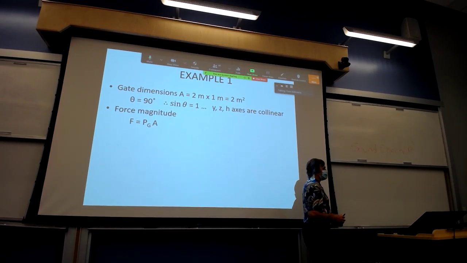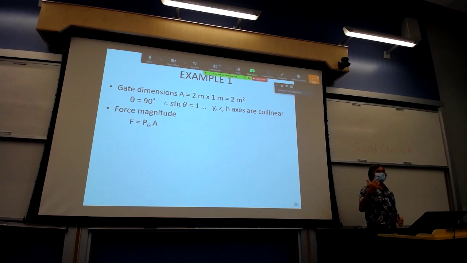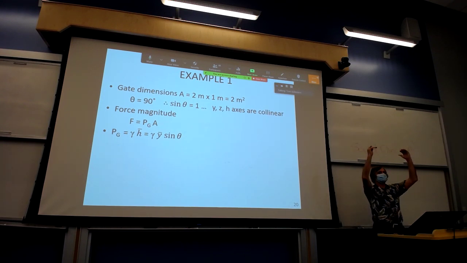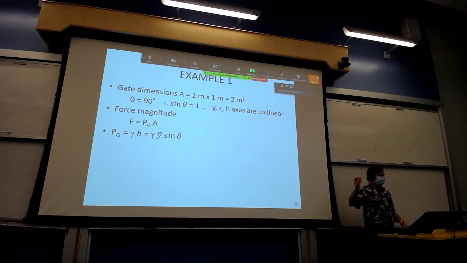For the force magnitude, we need to know the pressure at the center of area, which means we need to know where the center of area is, and just multiply that by the area. So, pressure at the center of area is either the specific weight times the depth of submergence of the center of area along the h-axis, or it's the depth of submergence along the y-axis, which again, just in this problem, because it's a vertical gate, y and h are the same. They're both vertical.